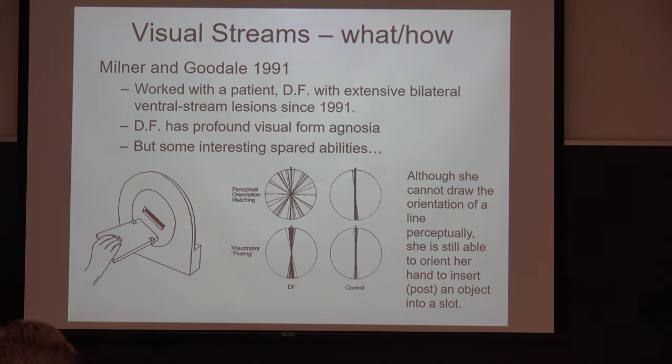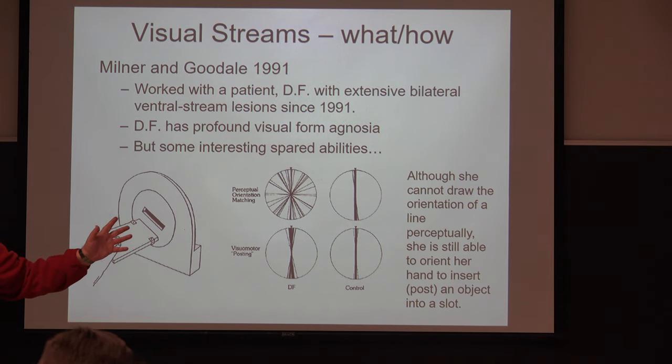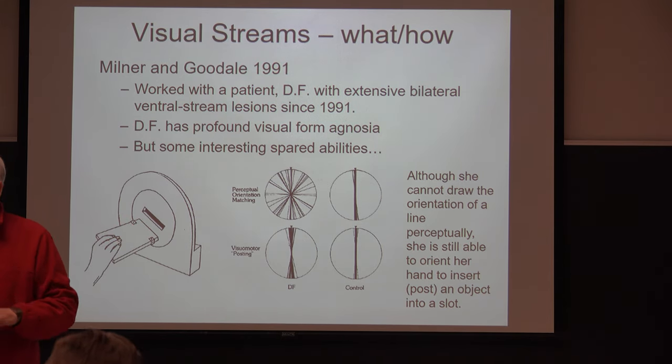If you show her a vertical line and you ask her to draw it, this is what she'll draw if you ask her to do that 20 times in a row. You'll get random orientations of what she draws. This is what a normal subject does. So she can't get the orientation of that line, or so it would seem from this particular behavior.